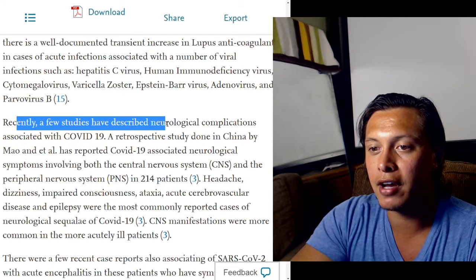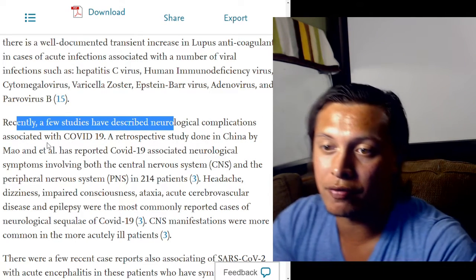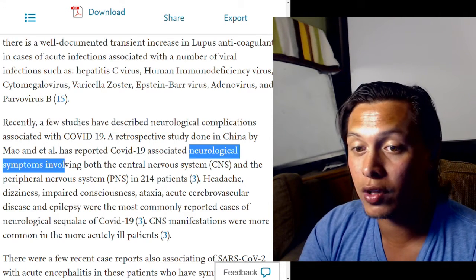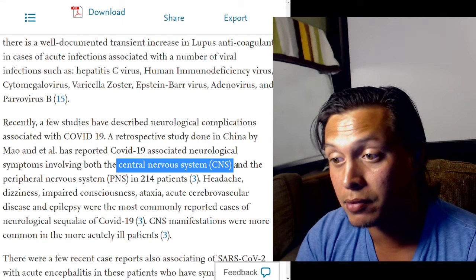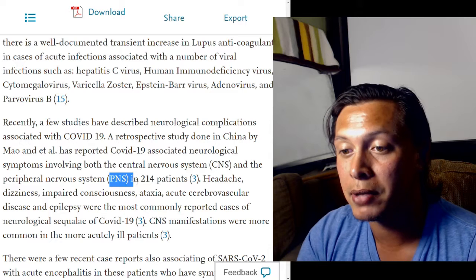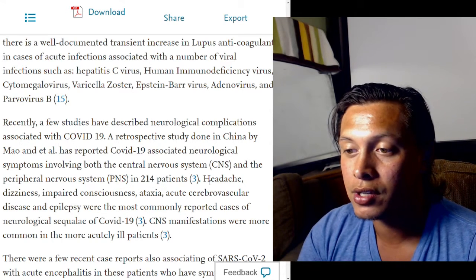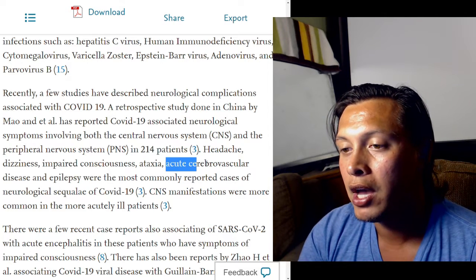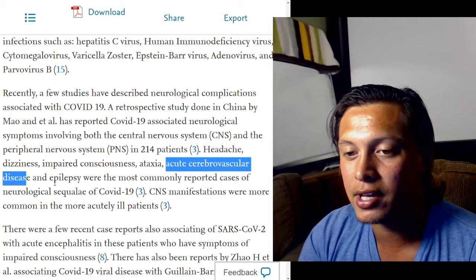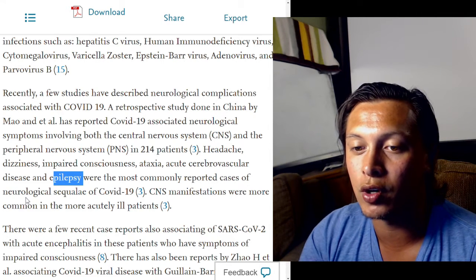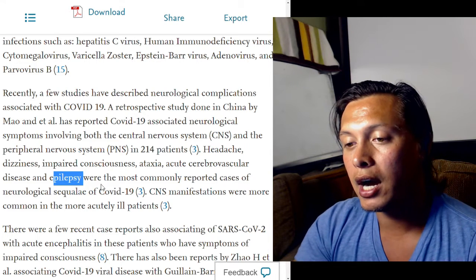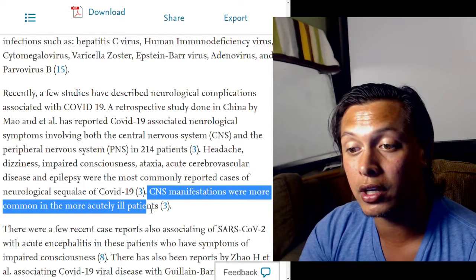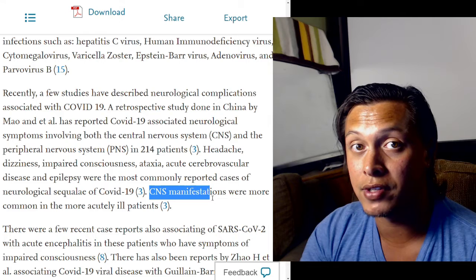Anyways, recently a few studies have described neurological complications associated with COVID-19, and a retrospective study done in China by Mao and others has reported COVID-19 associated neurological symptoms involving both the central nervous system, the CNS, and the peripheral nervous system, the PNS, in 214 patients. Headache, dizziness, impaired consciousness, ataxia, which is the inability to move properly, acute cerebrovascular disease, and epilepsy were the most commonly reported neurological complications of COVID-19. Central nervous system manifestations were more common in the more acutely ill patients.